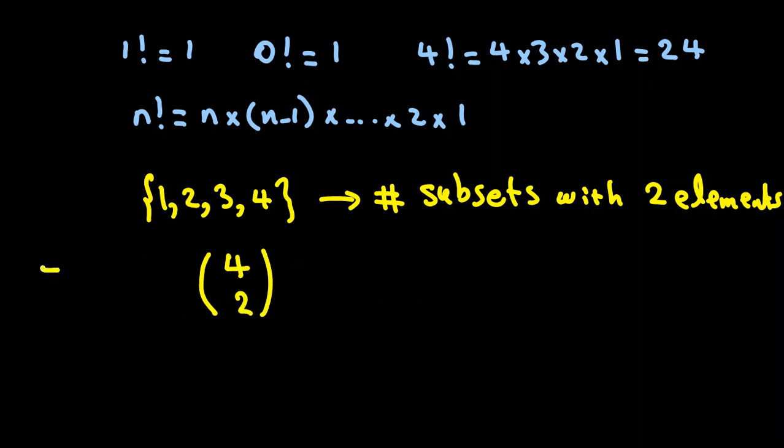And they say what? 4 choose 2. It means you have 4 elements, you want to select 2 of them. So, it will be 4 choose 2, and the formula is what? Let me explain for you.